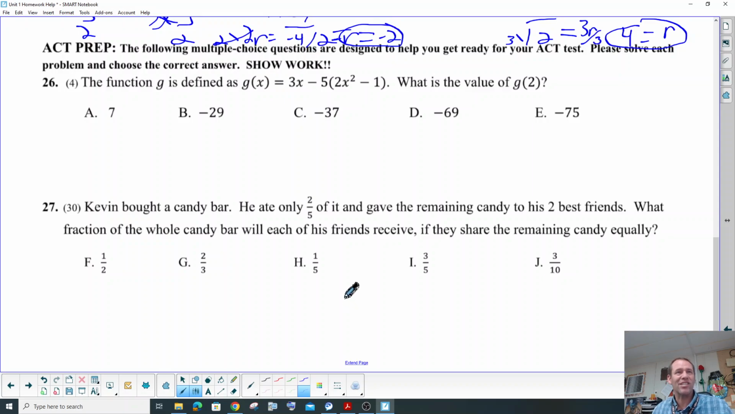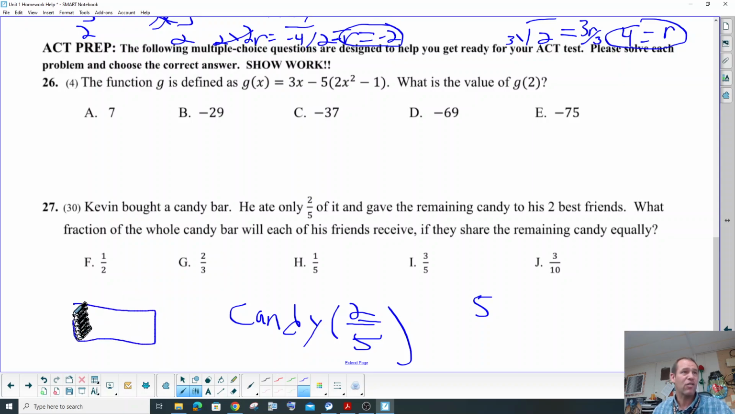So 2/5 of it. If he ate 2/5 of a candy bar, how much is left of that candy bar? Well, you had 5 parts to that candy bar, okay? If you divided it into 1, 2, 3, 4, 5 parts, and he ate 2/5 of it, how much is left? There's 3/5 left.